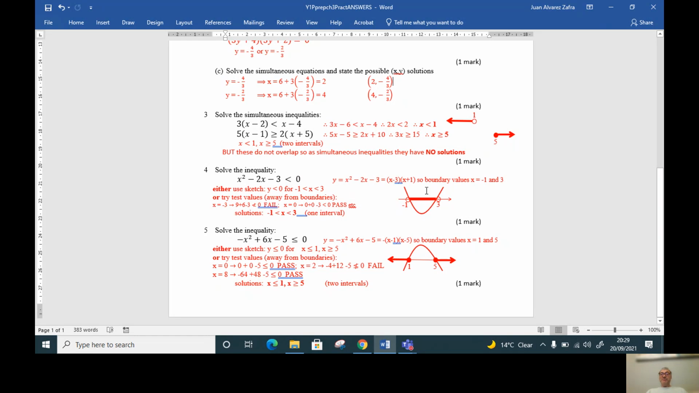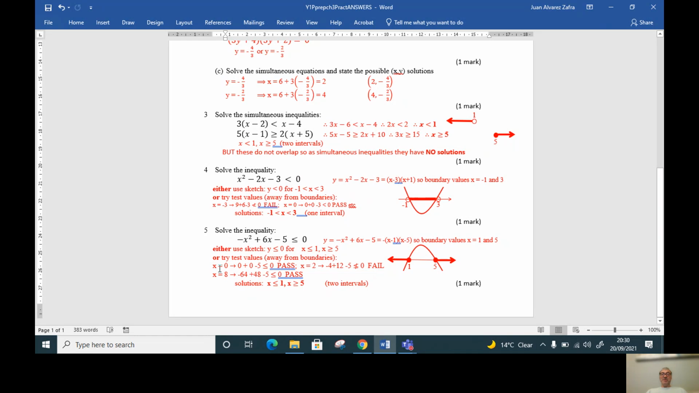So by trying test values, we can check the sketching method, or in fact, we can use it as an alternative to the sketching method by simply trying test values between the two roots and outside the two roots, seeing which work and which don't work. And likewise for question 5, we can do the same. We can try any value that we like between 1 and 5. We can try any value that we like less than 1. We can try any value greater than 5 and test them.